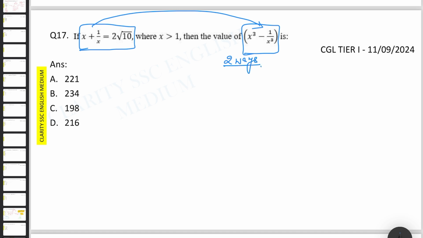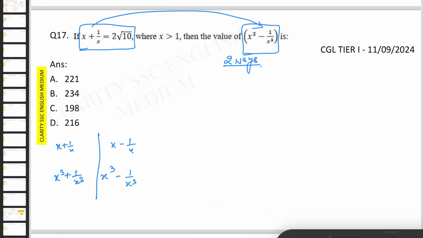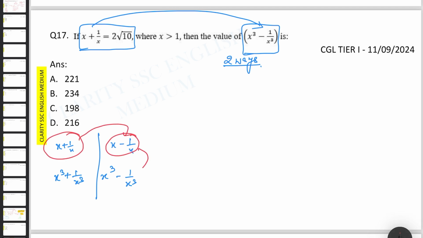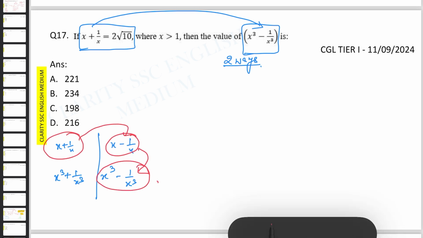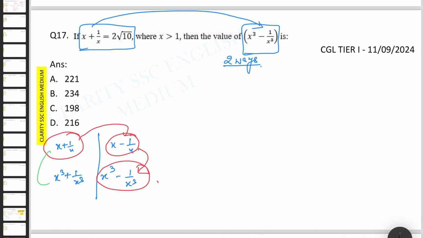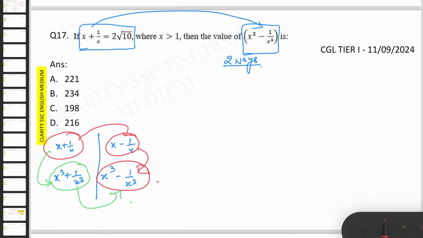How? I'll tell you. Here x plus 1 by x, x cube plus 1 by x cube. This is the portion of the plus. X minus 1 by x, x cube minus 1 by x cube. First we can find the value of x minus 1 by x and then this, or we can find the value of x cube plus 1 by x cube, then this. We can go anyway, whichever you like. I'll tell you both the ways.